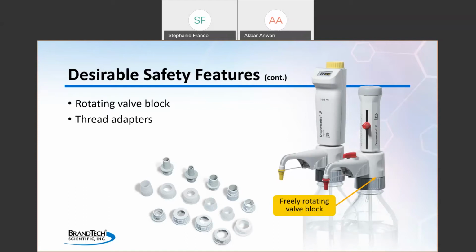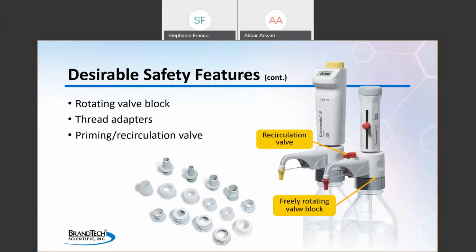Most thread adapters are polypropylene, which is not resistant to all chemicals, so the more common sizes should also be available in fluoropolymer such as PTFE or ETFE. Lastly, a priming or recirculation valve allows the purging of bubbles prior to dispensing by channeling the liquid back into the bottle. In addition to reducing the chance of splashing during dispensing, it also helps ensure the correct volume of liquid is dispensed. Keeping the instrument in priming mode after dispensing also reduces the risk of accidental dispensing.